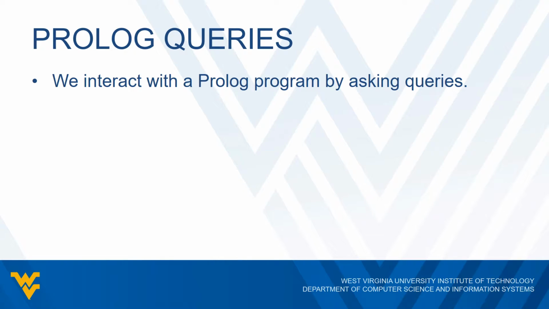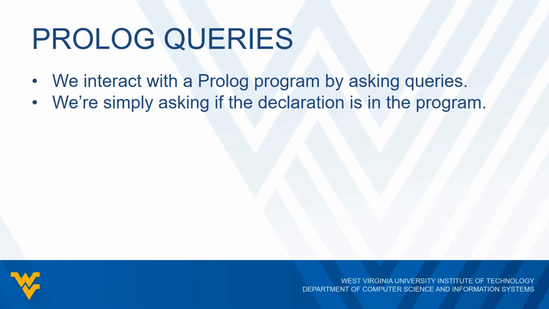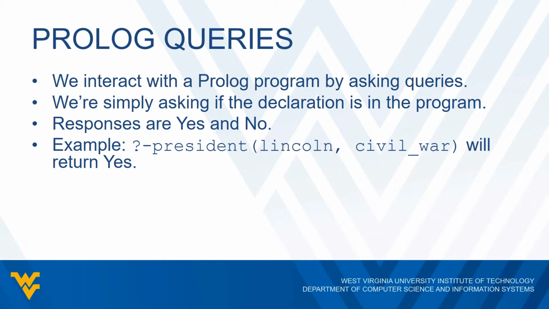So we interact with the program by posing or asking queries. So all we're really doing here is asking questions about whether or not the declaration is in the program. And these responses are always going to be either yes or no. We're just pretty much saying, is this declaration in your program? Yes or no? So for example, whenever we do a query, we would have a question mark, a dash, and then the declaration.